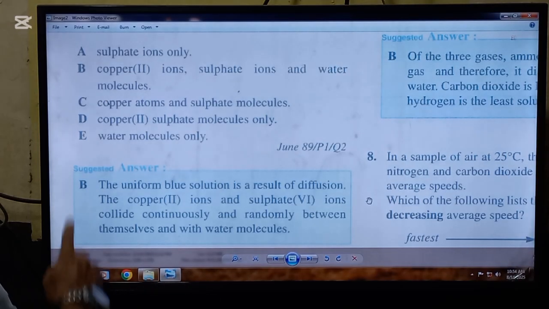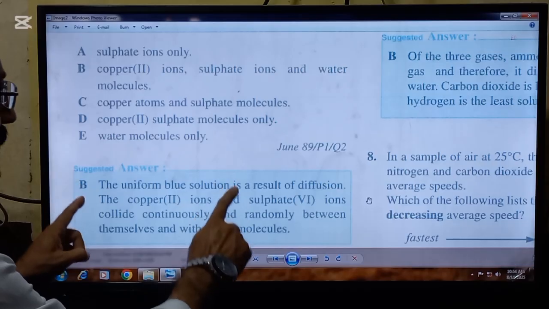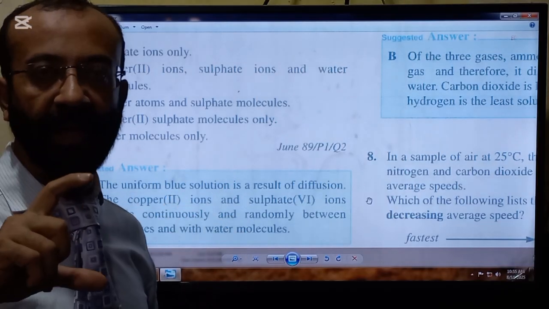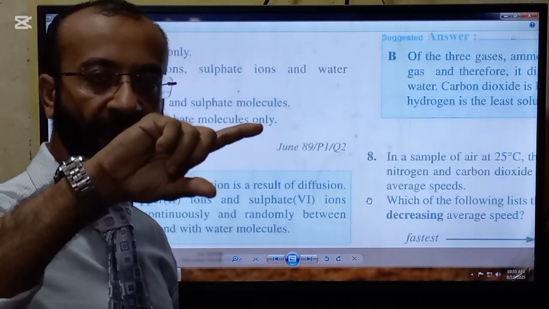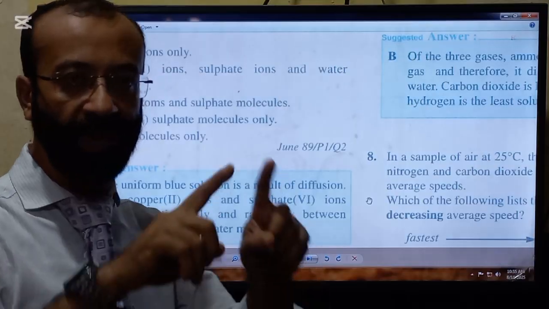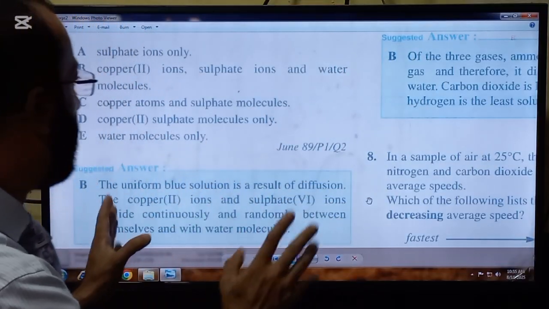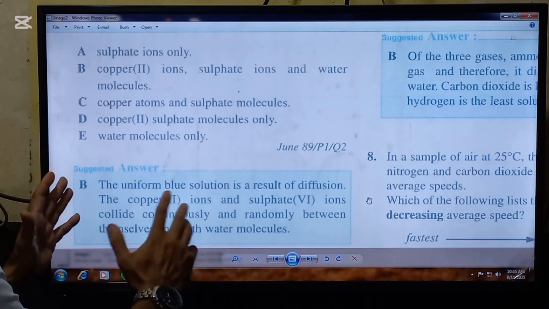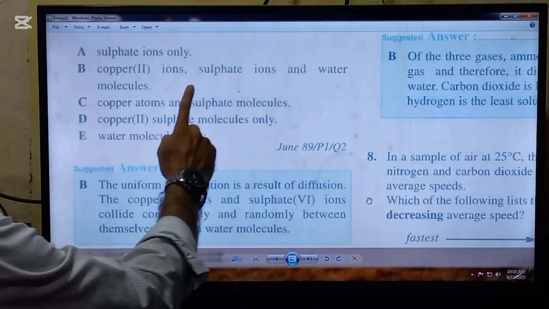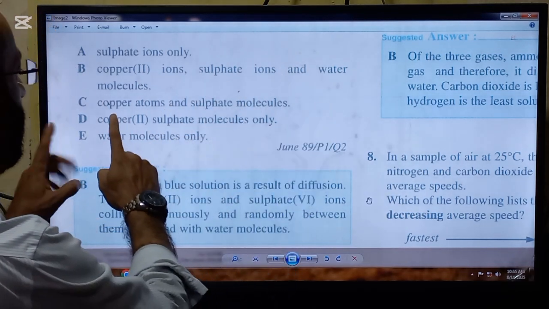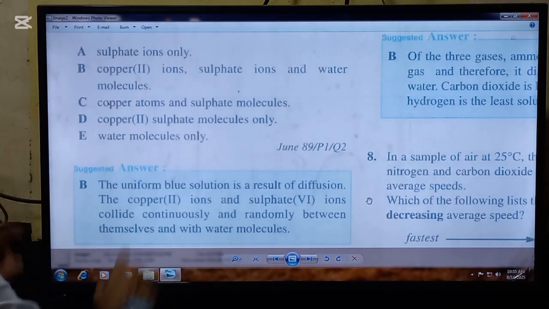And the answer will be B, because the lower beaker is containing the copper sulfate and the upper beaker is containing the distilled water. So the uniform blue color will be because of all three, that is copper ions, sulfate ions, and the water molecules. So this is the answer, B.